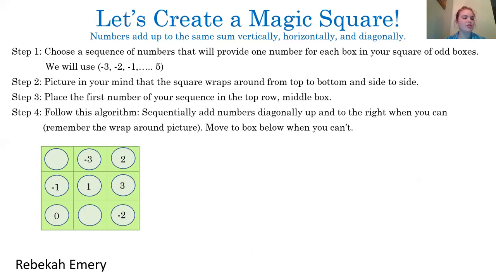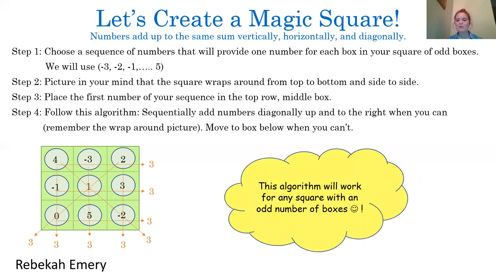Now, using our wraparound picture, we go up and to the right all the way around to the opposite side for number 4. Then again, going up and to the right, wrapped around to the bottom for number 5. Let's check our work to see how we did. So the top row is check, middle row check, bottom row check, left column check, middle column check, right column check, diagonal check, and diagonal check. Everything adds up correctly, and this algorithm will work for any square with an odd number of boxes.